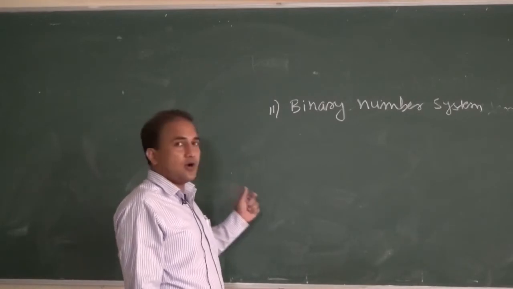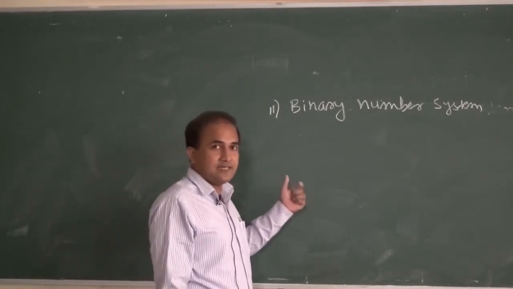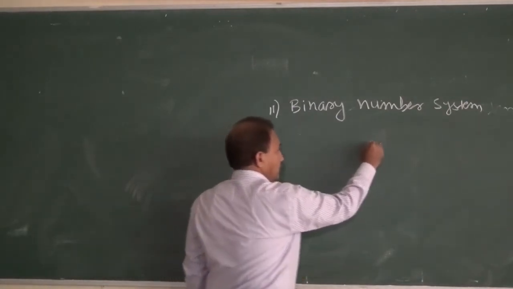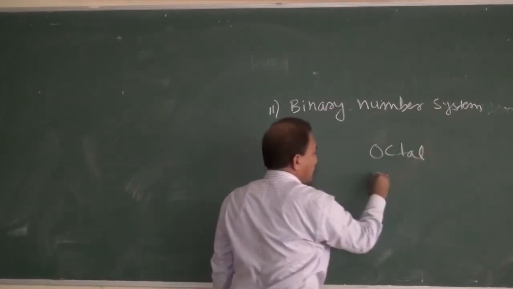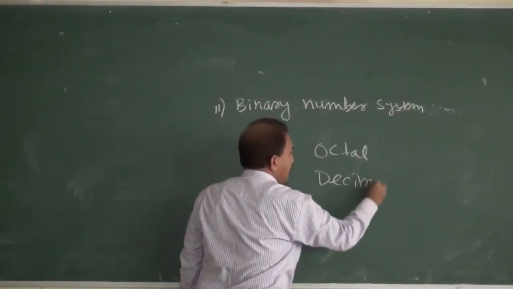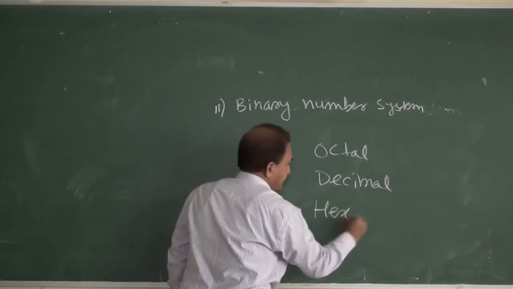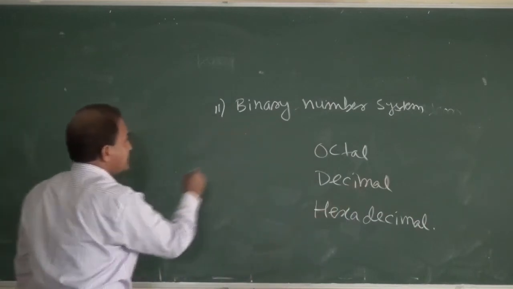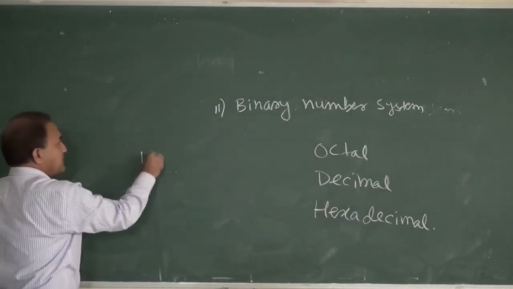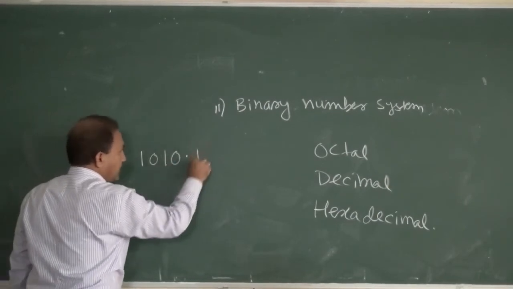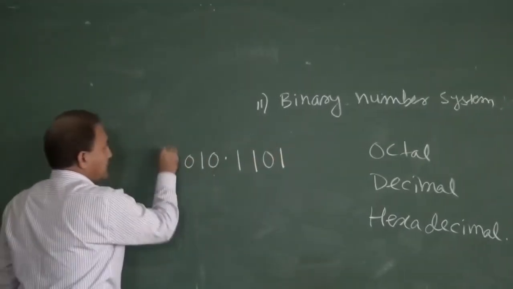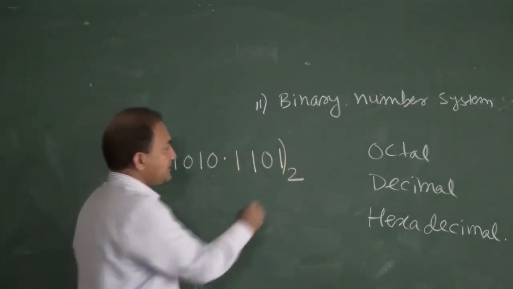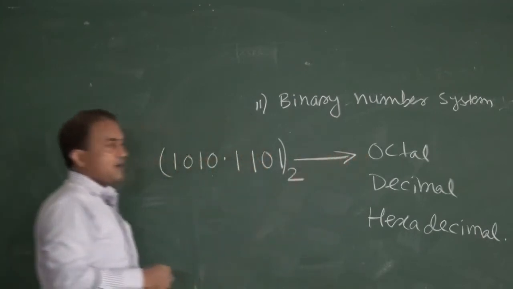Now we will see how we can convert any number which is given in the binary number system to octal, to decimal, and to hexadecimal. So first of all, suppose the binary number is 1010.1101. This is the number. So how can we convert this binary number to octal?